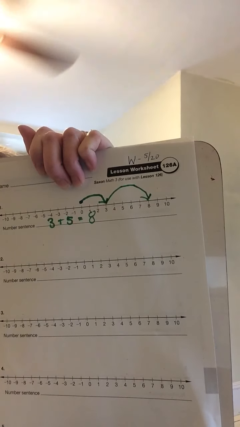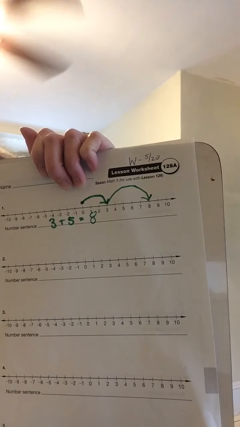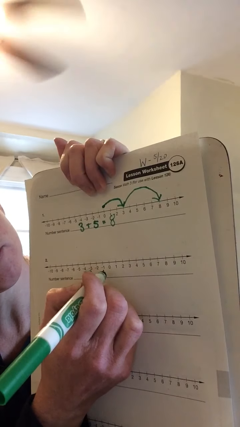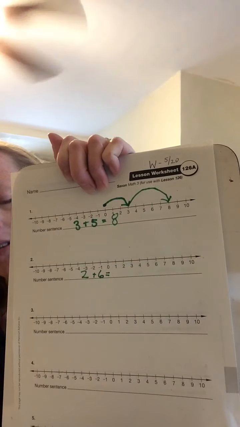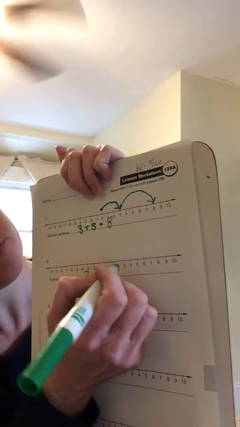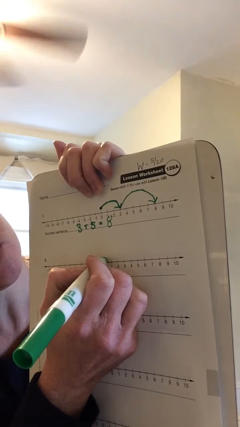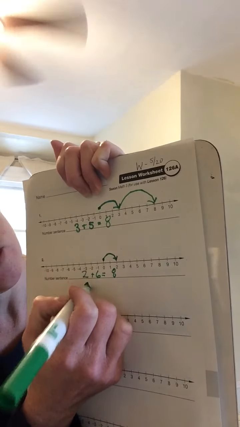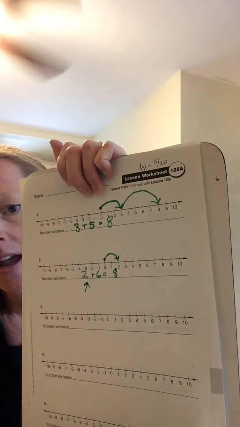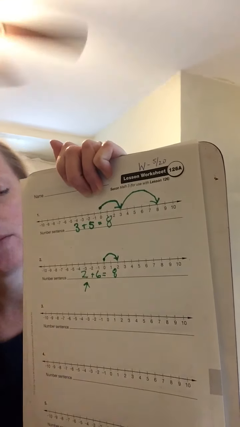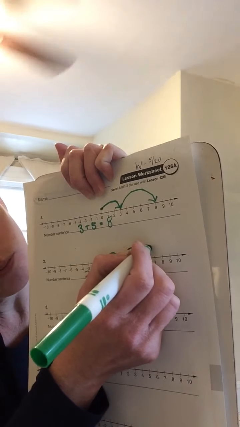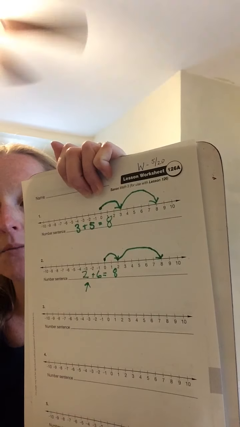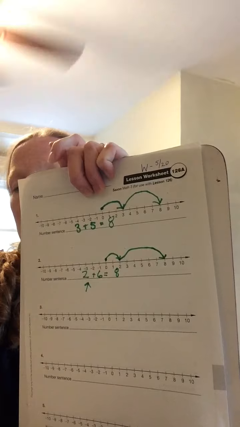I'm actually going to show you one more addition one: 2 plus 6 equals 8. So here I'm still going to start at 0. And I'm going to go to 2 because that's the first number in my number sentence. And then I'm going to add 6 to it. So my arrow is going to point to 8 because that is my answer. When I do a subtraction problem, that's what I'm going to switch to now.